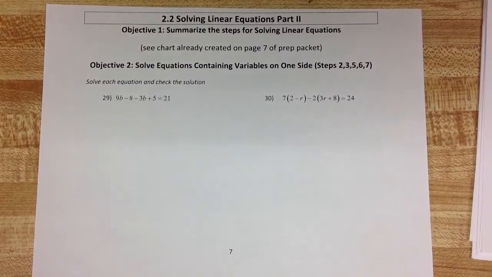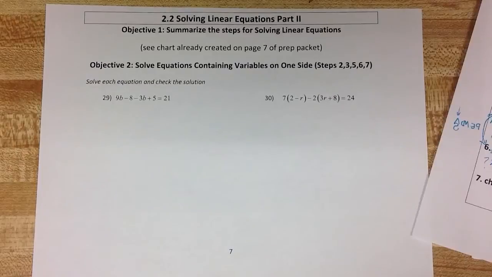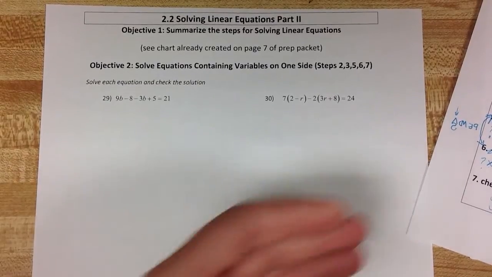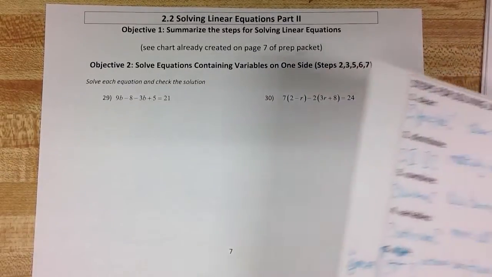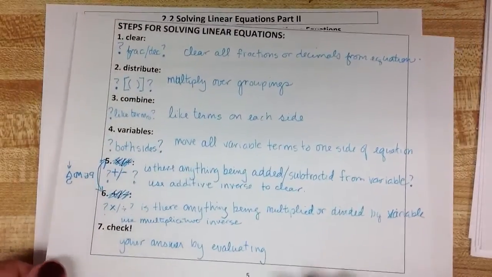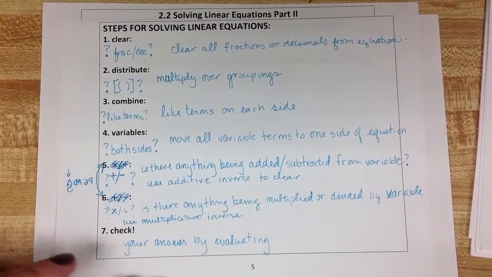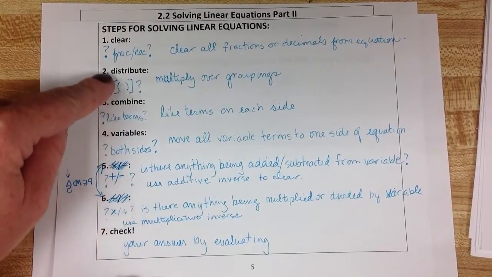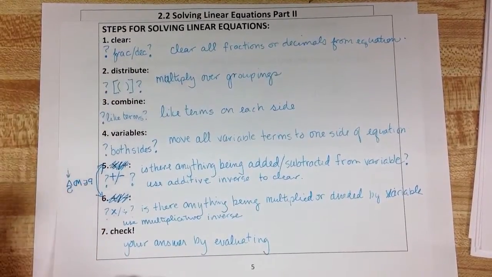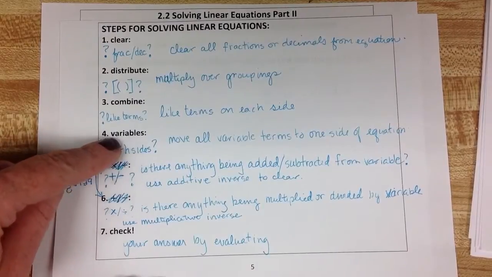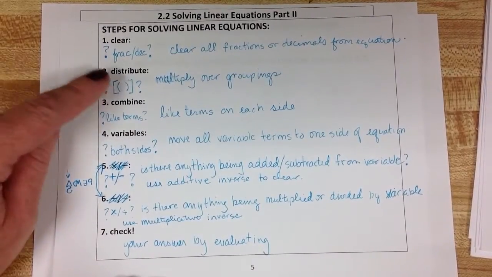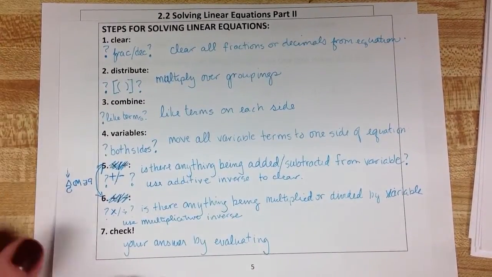In section 2.2, we're going to start to see some more complicated algebraic equations that we're going to be solving. But the references we made in the last section are still going to hold true. We're still following these rules. In this section, we're going to get all the way up to variables on both sides and combining like terms and using the distributive property.